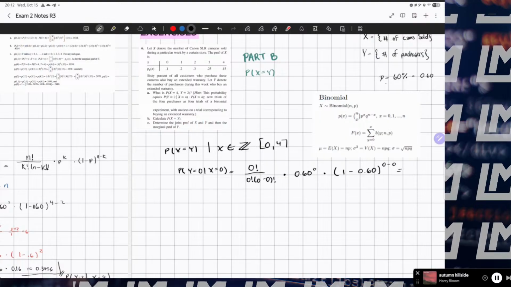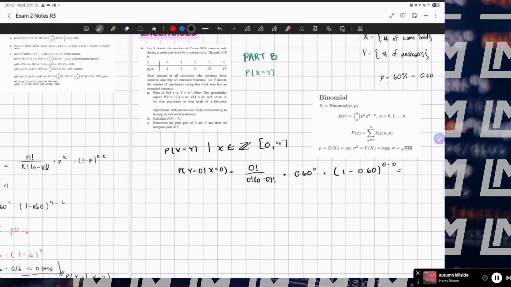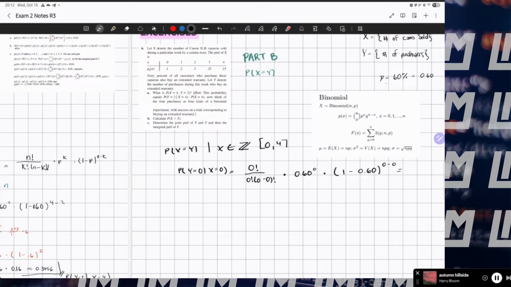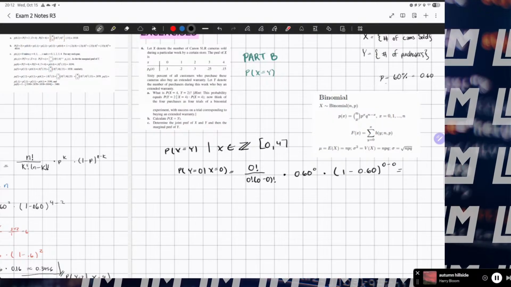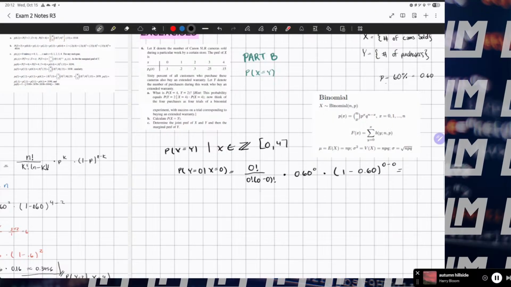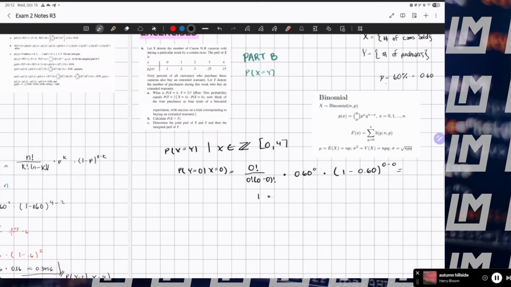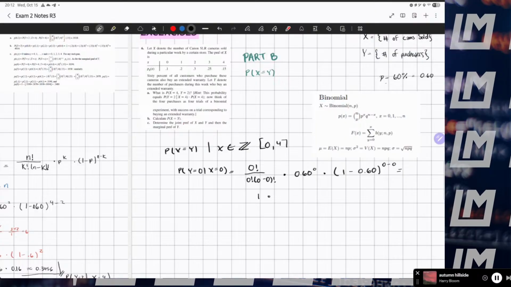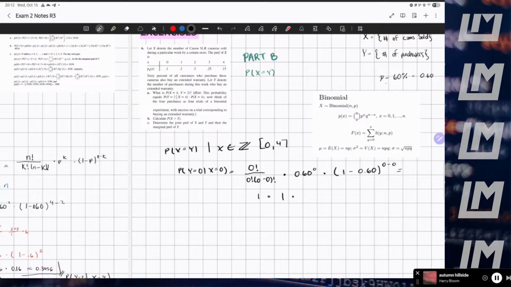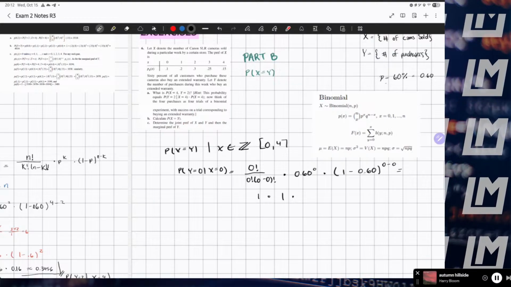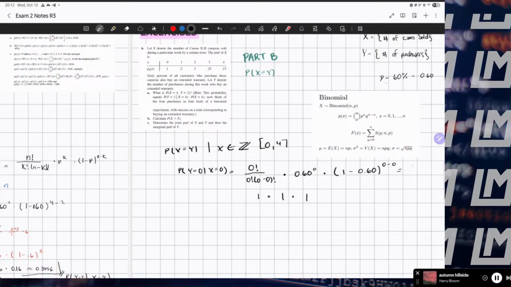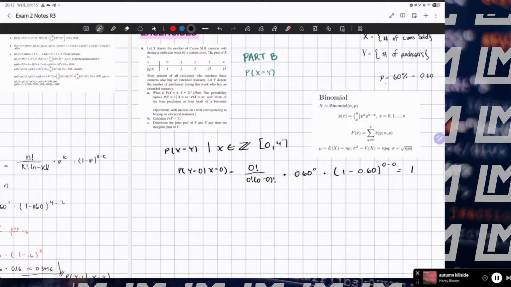When you calculate all of this, so when you do the combination, 5 combination, this factorial is 1 times, and then 0.6 to the power of 0, that's just 1 times, and when you do 0.4 to the power of 0, that's also going to equal 1. So the total is just going to equal 1 right here.